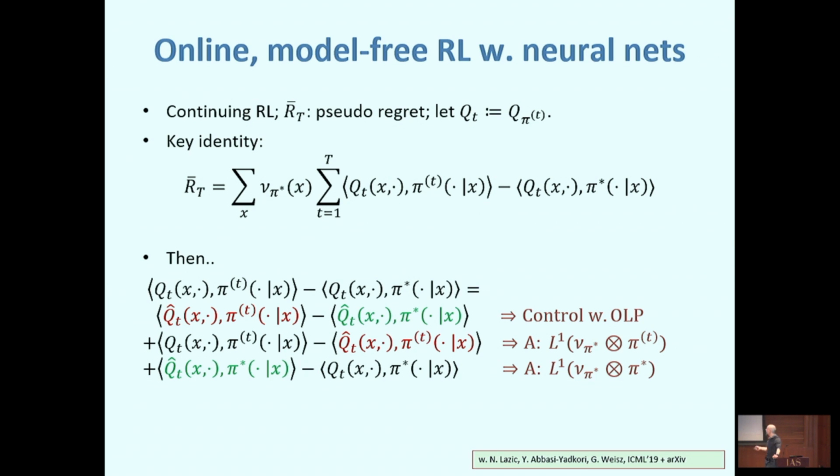Okay, so Q t is not accessible, but the learner is going to estimate Q t. Q t is the action value function of the policy. And so you can write this other identity, which decomposes this difference into three different terms. Two of these terms just introduced cancel each other. You can control the first quantity by using online linear optimization, OLO.